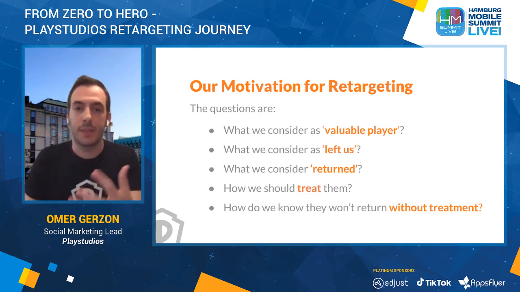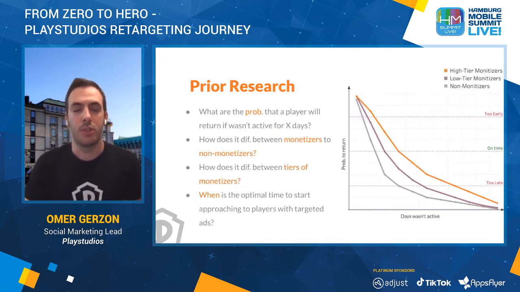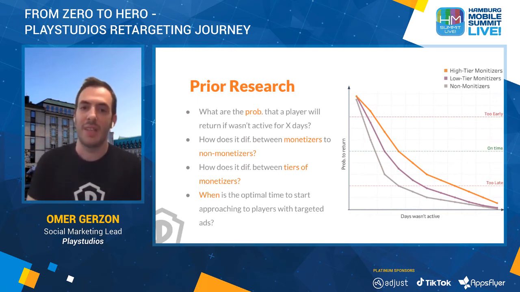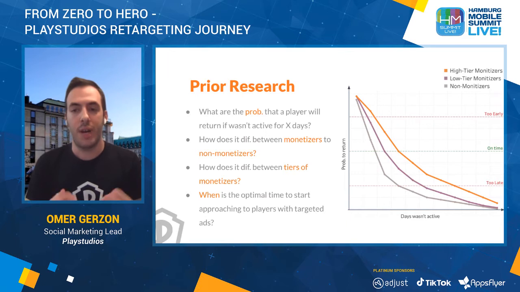So this is the first question that we wanted to answer when we did the prior research. We just wanted to see what is the actual probability for a player to return to the game if she wasn't active for a couple of days, how it differentiates between monetizers and non-monetizers and between different kinds of monetizers. And based on that, drawing this chart on the right of curves of probability, we tried to find the sweet spot where this is the optimal time to retarget those users.